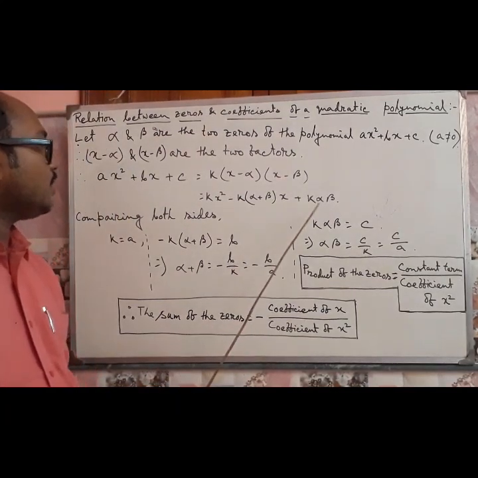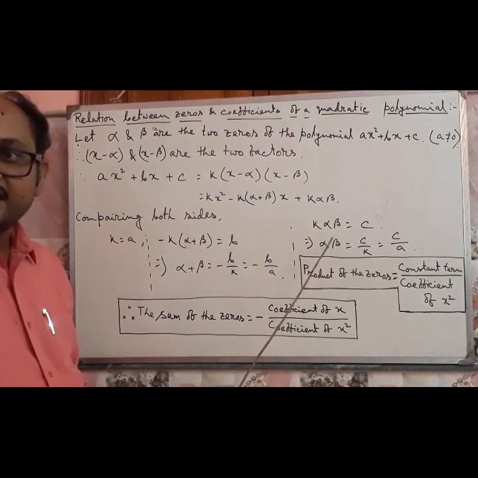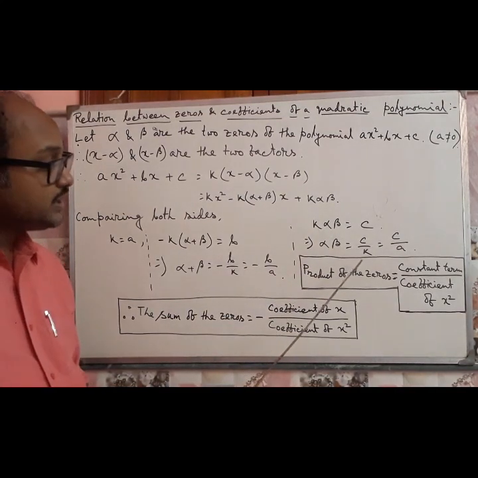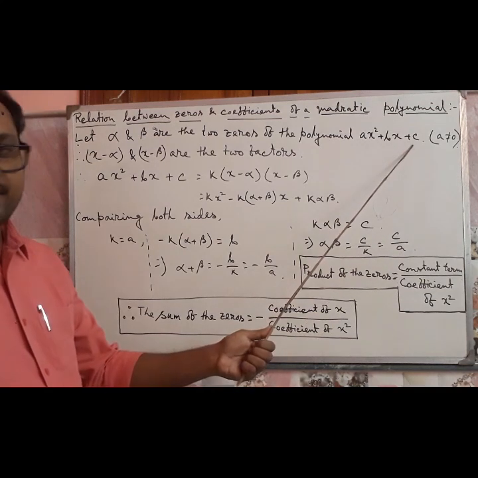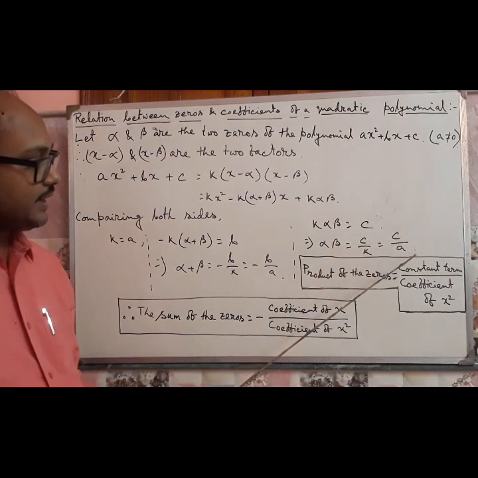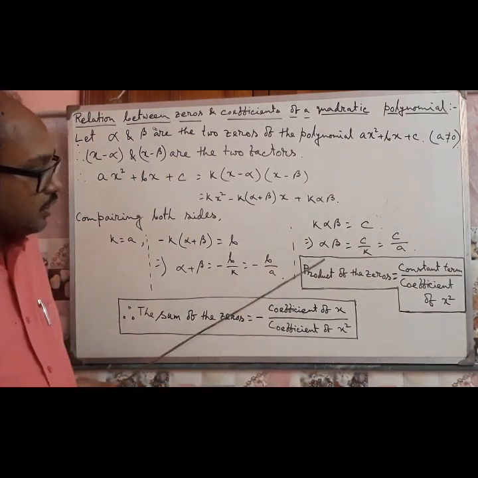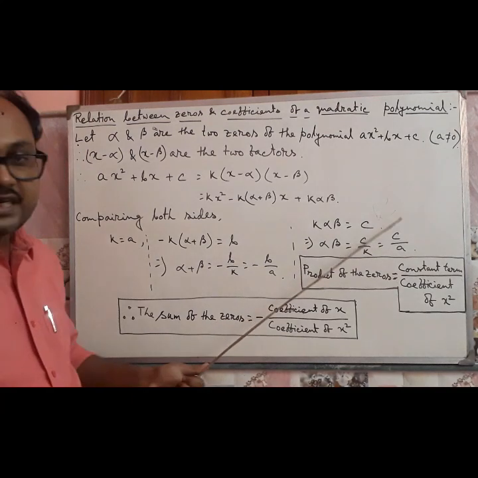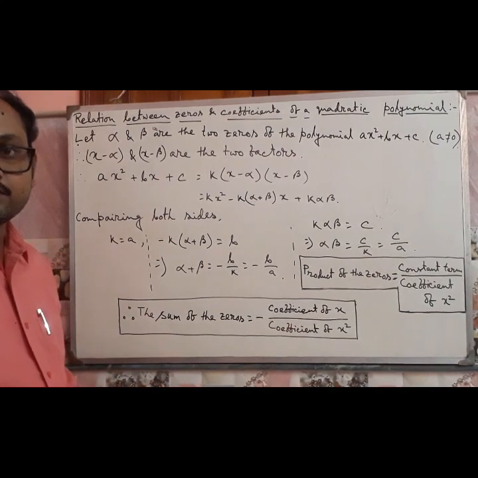After that, comparing the constant term, k alpha beta is equal to c, that is alpha beta is equal to c by k, that is c by a. What is c? c is the given constant term, and what is a? That is the coefficient of x square. So the product of the zeros is constant term by coefficient of x square.